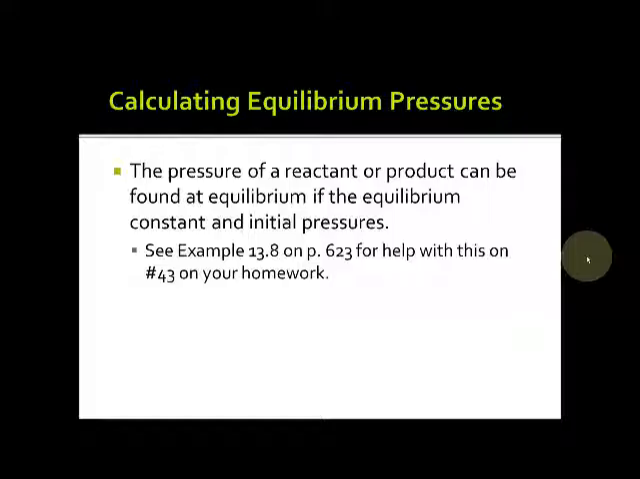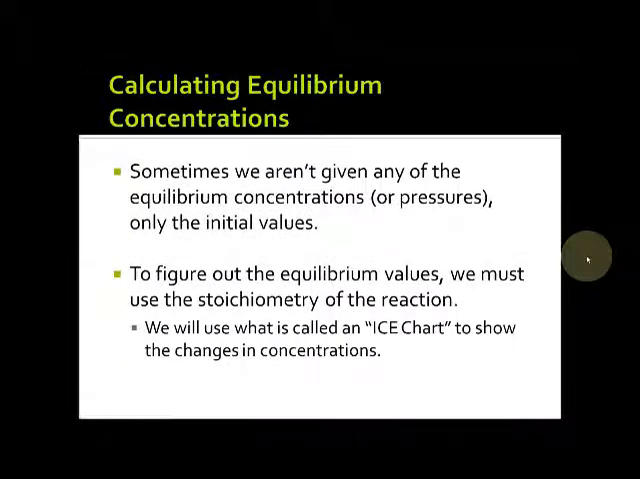But if we know how to do that, and we see what we're doing here, that will be helpful for you. So we're going to do calculating equilibrium concentrations instead. Sometimes we aren't given any concentrations or pressures, only initial values with the zeros, and so we have to figure those out. We're going to use the stoichiometry of the reaction, and we'll use what's called an ICE chart to show the changes in concentration.